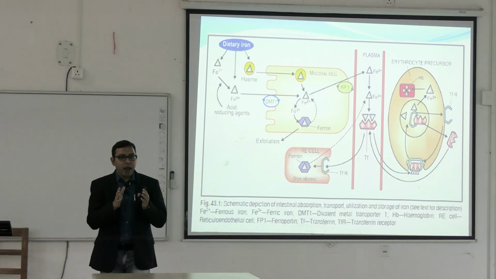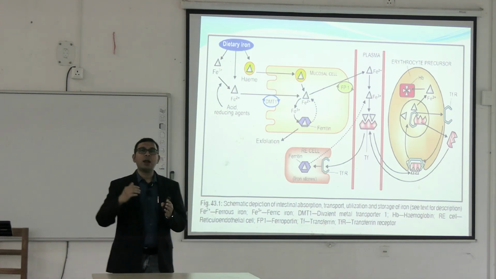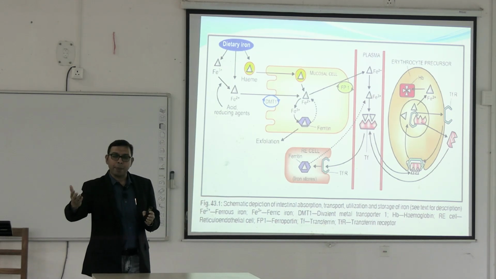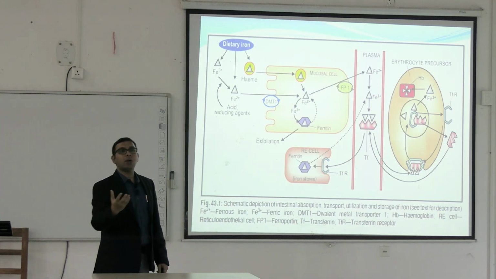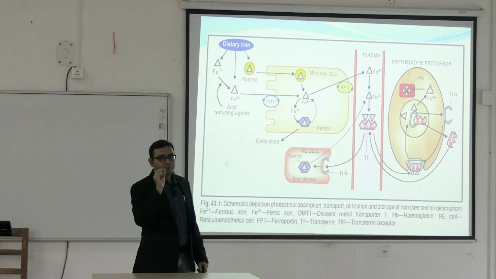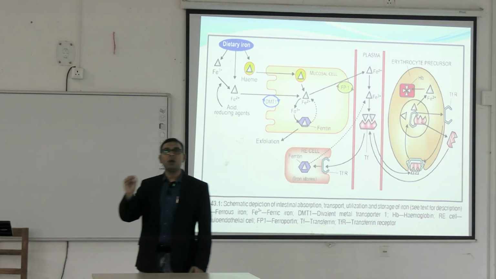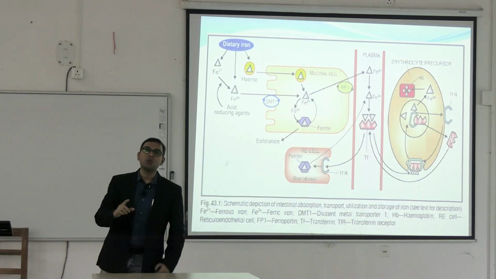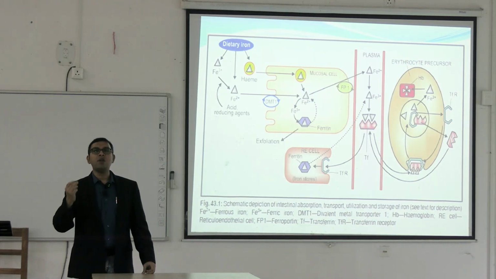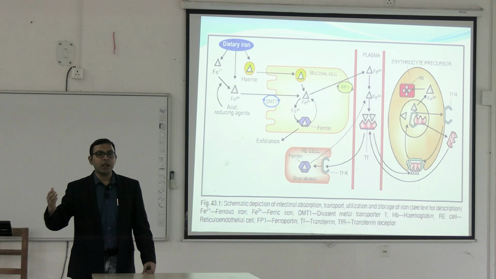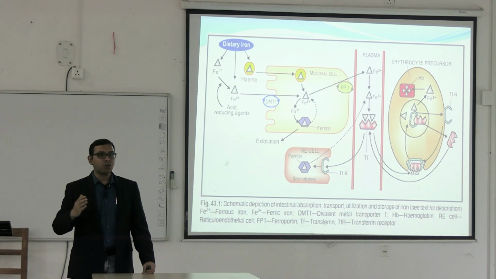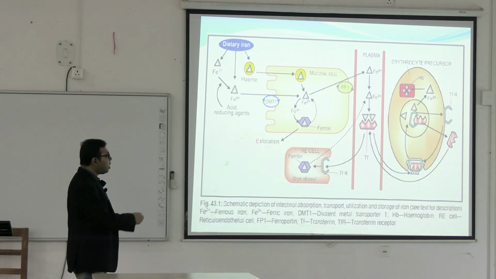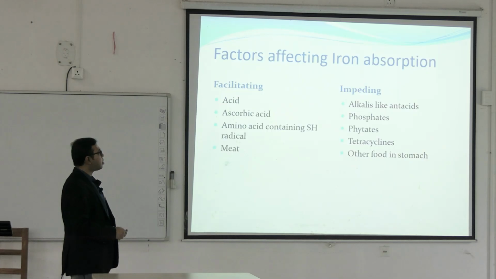So there is a balance so that more absorption will not happen, because more absorption of the iron leads to more toxicity. Free iron is very toxic to the body, because that may lead to superoxide formation. Free radical damage may happen to the cells, that's why. Okay, so this is the way the iron absorption happens.